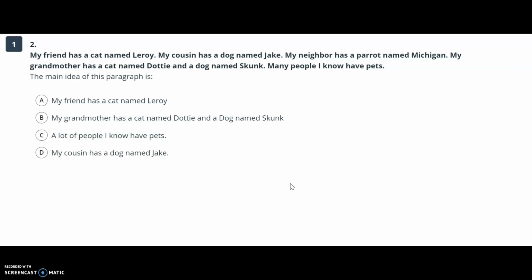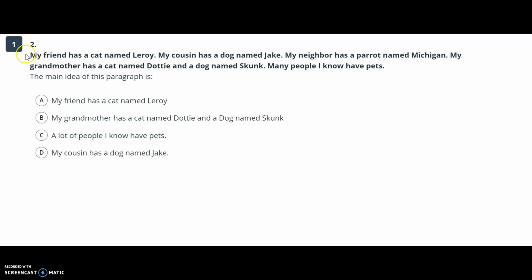My friend has a cat named Leroy. My cousin has a dog named Jake. My neighbor has a parrot named Michigan. My grandmother has a cat named Dodie and a dog named Skunk. Many people I know have pets.